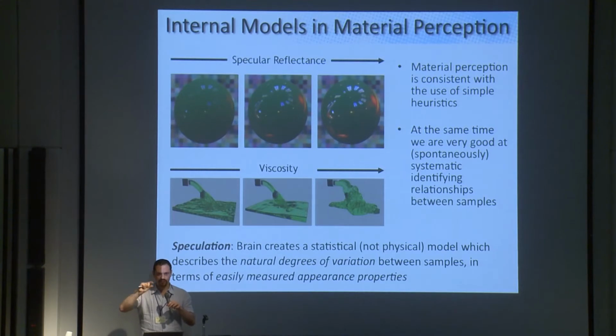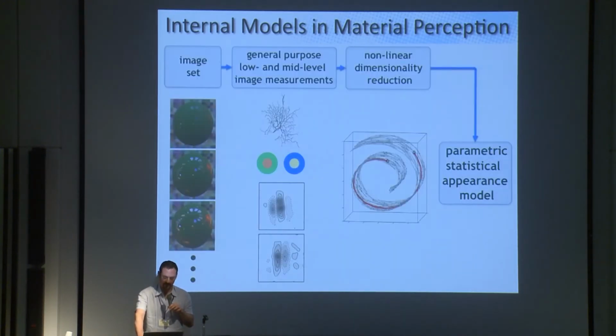And this process of working out what the normalization constant is a process that must be driven by some internal expectations about how reliable or how informative each particular potential cue could be when you're trying to work out what the material properties are. So again, I think that this is actually consistent with the idea of a statistical model which describes these degrees of variation between samples in terms of easily measured appearance properties.